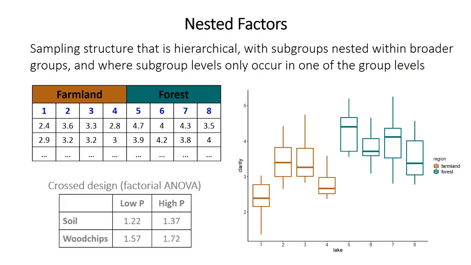So this differs from the crossed design, which was in the previous video on Factorial ANOVA. In crossed designs, all levels of one of the factors occur within all levels of the other factor. So, for example, there are soil samples in both low and high phosphate. Wood chip samples occur in both phosphate levels. And low phosphate samples occur in both soil and wood chips, and so forth.